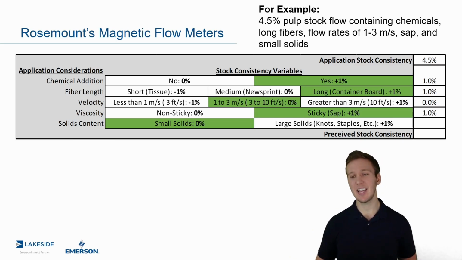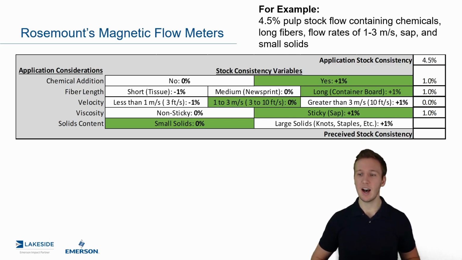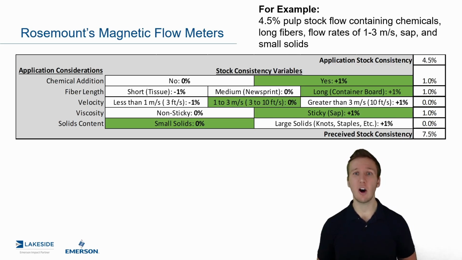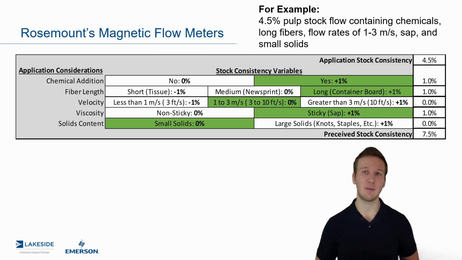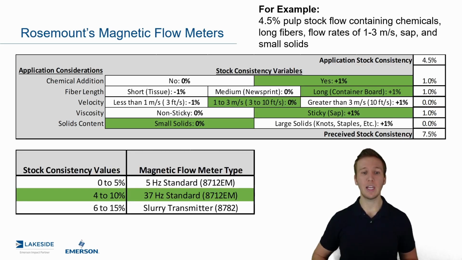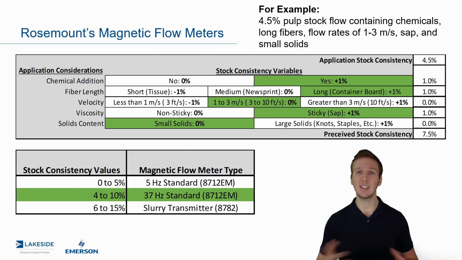It's sticky, there's sap, so we're going to add 1% for that, but then there are only small solids, so we're not going to add any more percents there. So overall, our perceived stock consistency is 7.5%. Now, what does that mean? Well, we can use this table here to determine what's the most appropriate solution from our experience. In this case, you'll see that we're actually between the second and the third option.